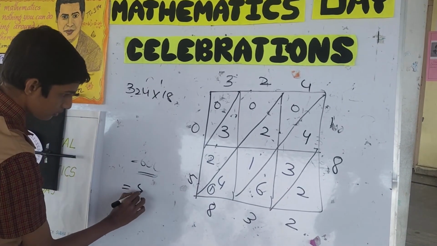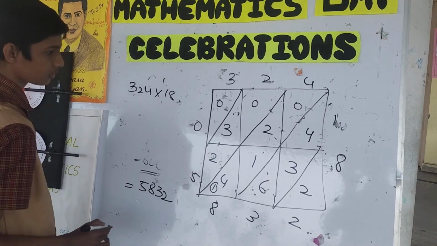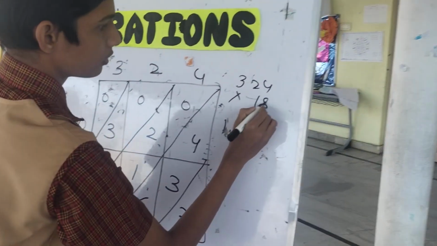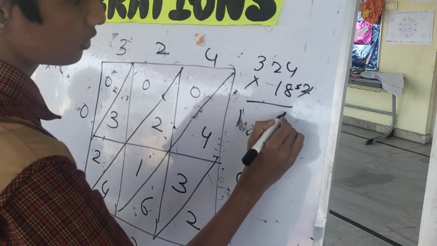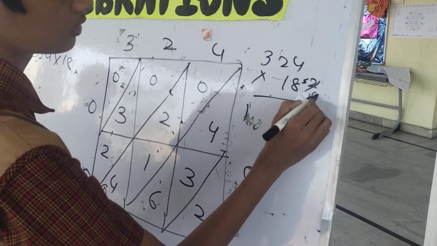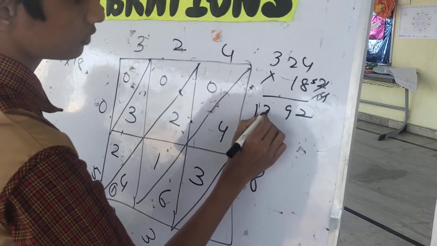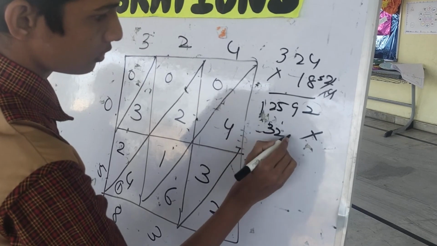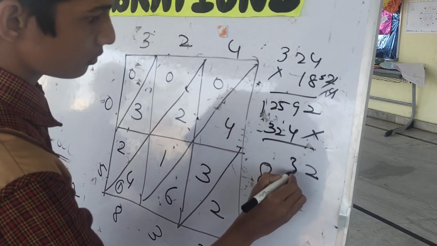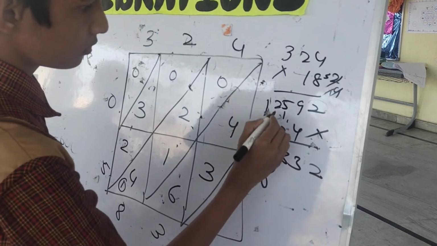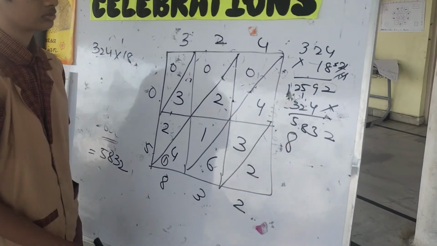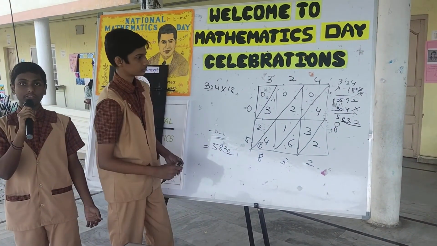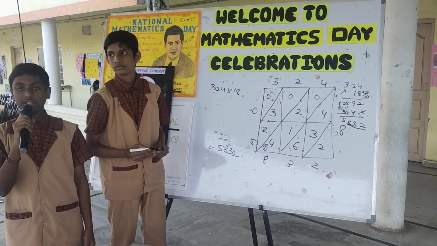And now let's verify it. And now you can see both the answers are the same. In this way we can use the lattice multiplication system to solve complex multiplications in a simple way.